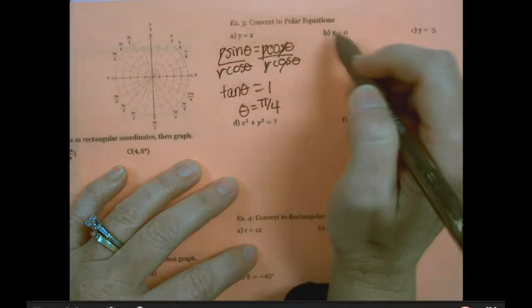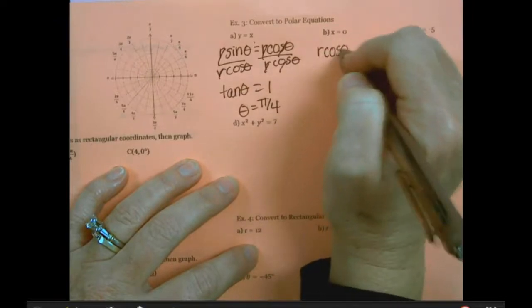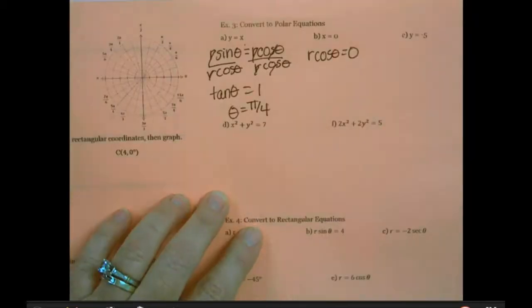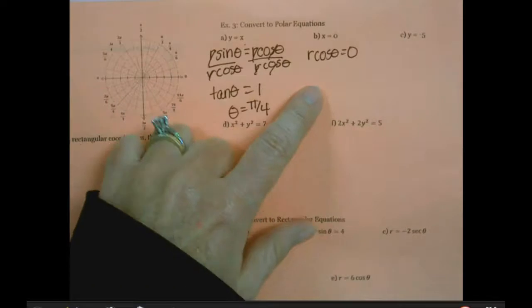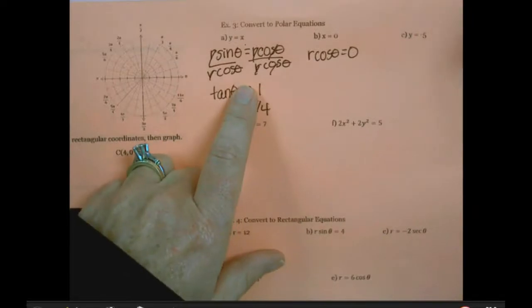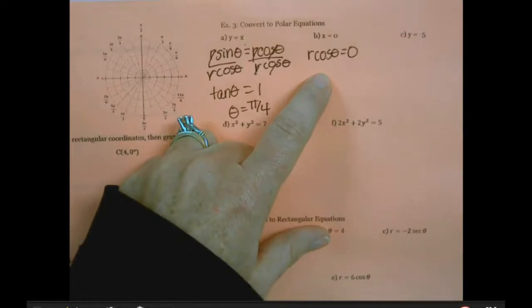So x, what did we say the x was equal to? R cosine theta equals 0. Okay, so with this group, this is a little hard, but we're going to have to think for just a minute. I know, it's going to be scary. So on this one, I divided by cosine, right? So if I divide by cosine here, what happens to the cosine? It's 0, right? So I get r equals 0. Can I have a circle with a radius of 0? Good answer. So we can't do that, right?